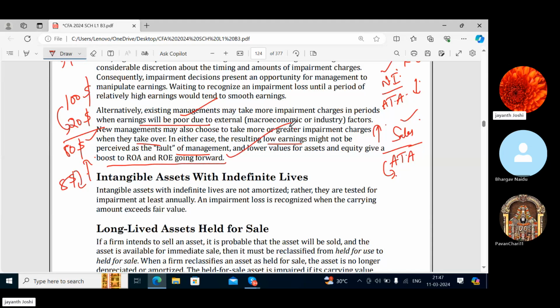Yes, because of this the asset values will decrease more. They are showing more impairment charge, not less. More impairment charge means the asset is decreasing more. The impact of the decrease in the asset is more than the impact of the decrease in the earnings, right? Because of that the denominator will decrease and the ratios will increase.